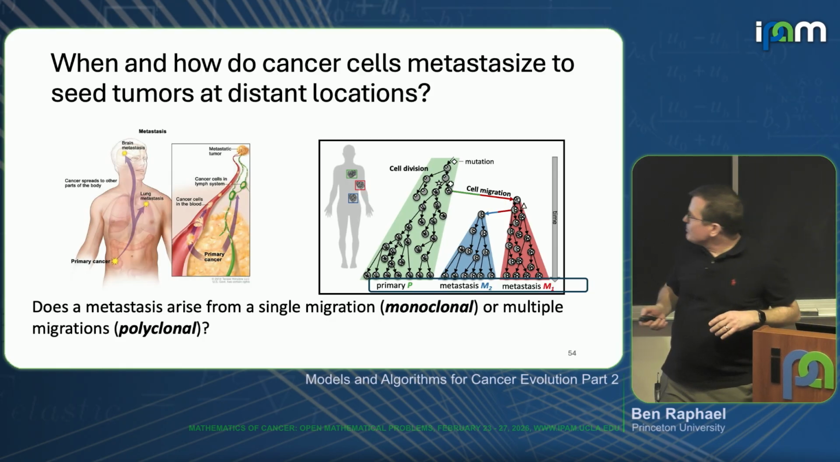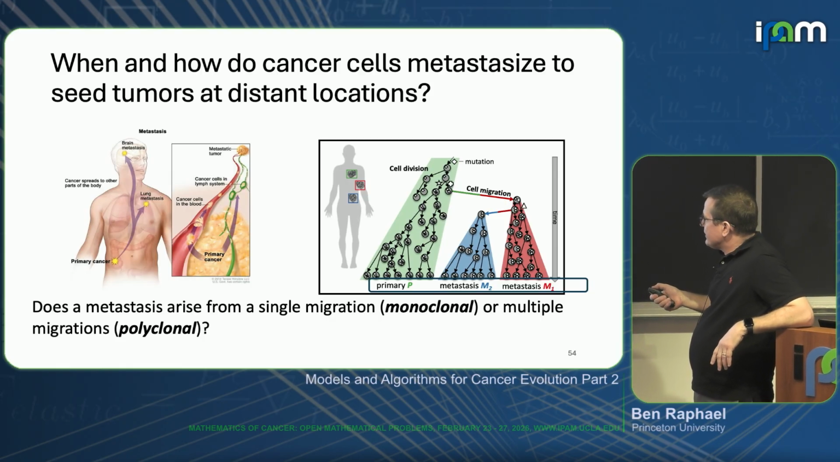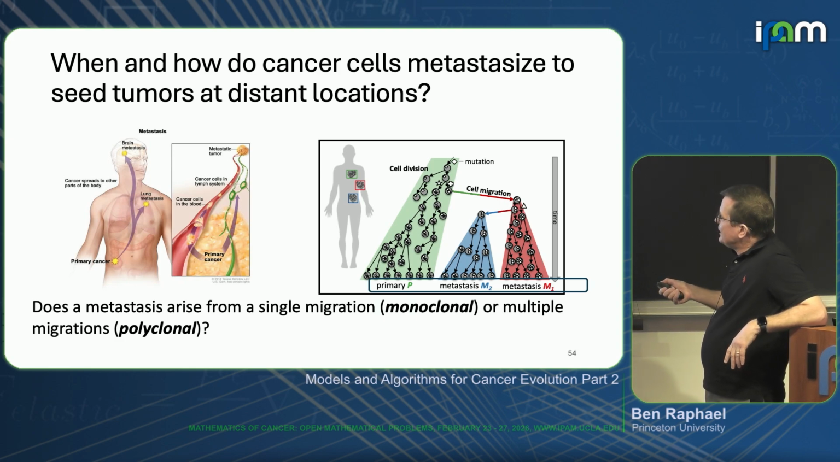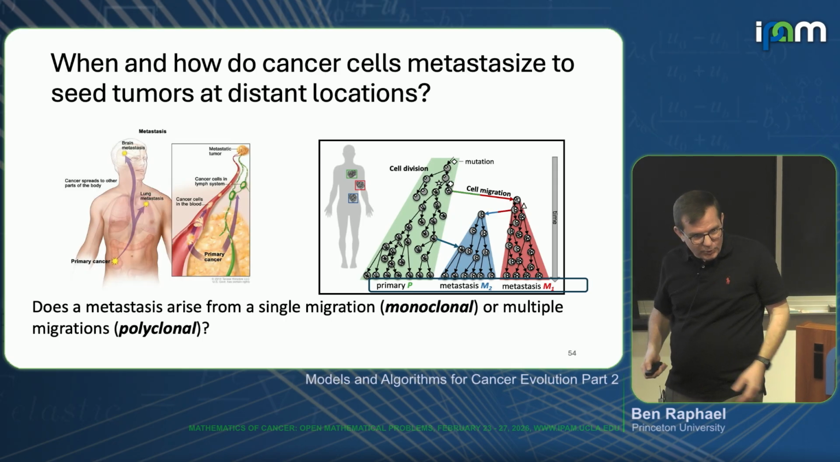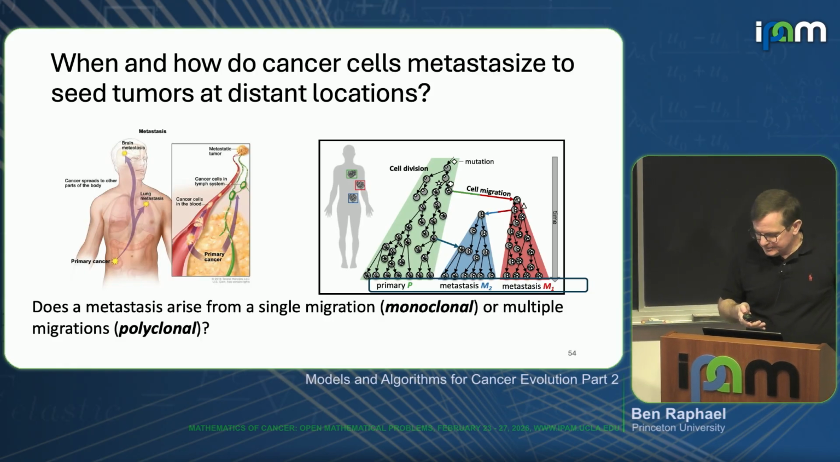And a simple version of this question is we could just ask whether a metastasis, a tumor at a distant location, was a result of a single migration event, or whether that metastasis might have been a result of multiple migrations. So this is sometimes called a monoclonal metastasis versus a polyclonal metastasis. It has an origin from multiple distinct cells.